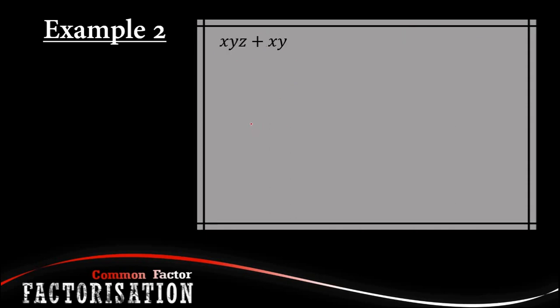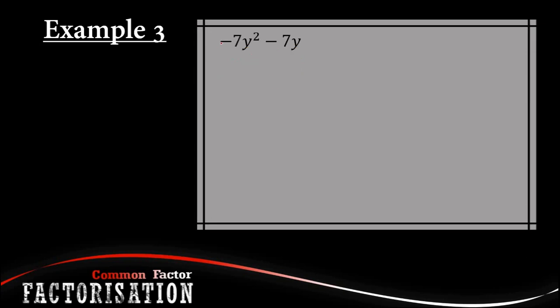Then for example 2, this is quite easy. We can see there's an x and a y over here and here. Taking that out, we've got xy taken out, and when we open the bracket, we're left with z in the first term, and then in the second one, if we take out xy, we put a 1. If you take out the whole term, you just put a 1 there as a placeholder.